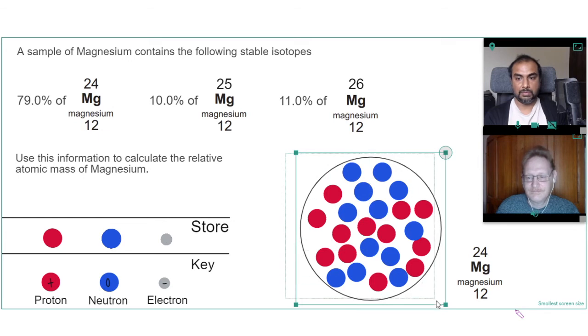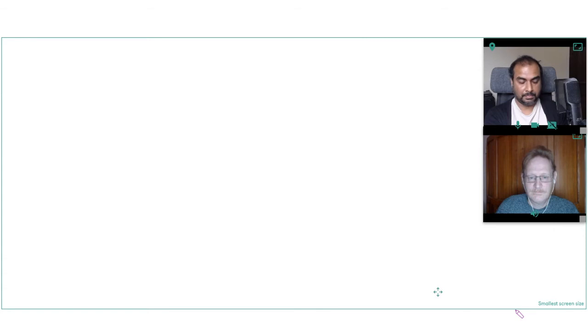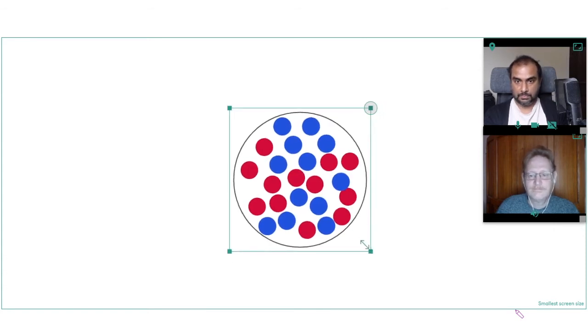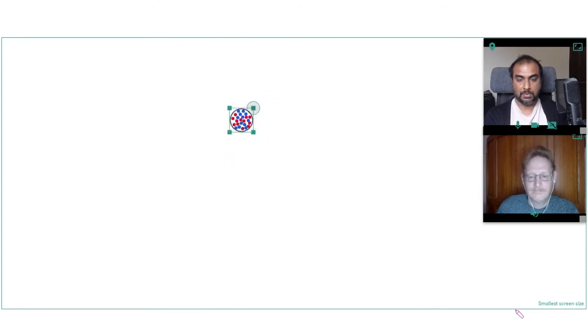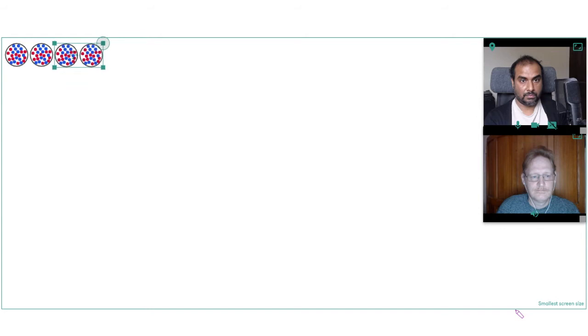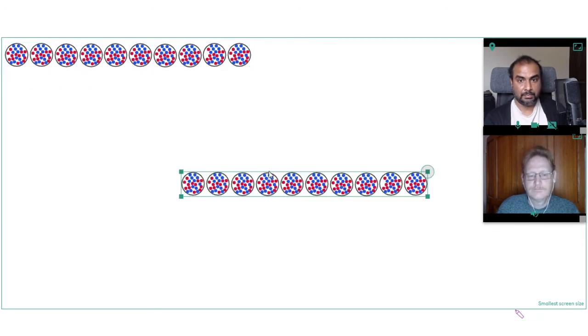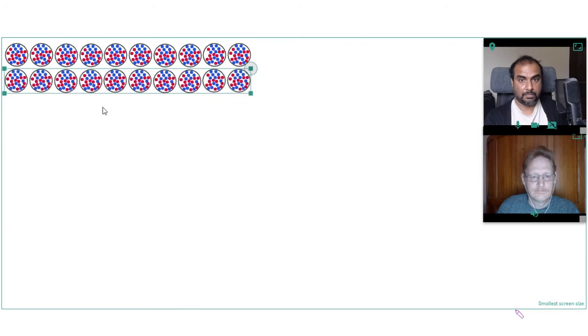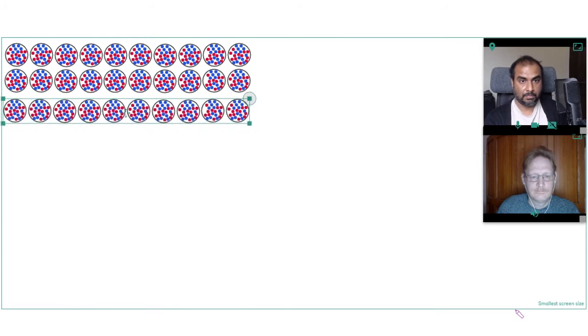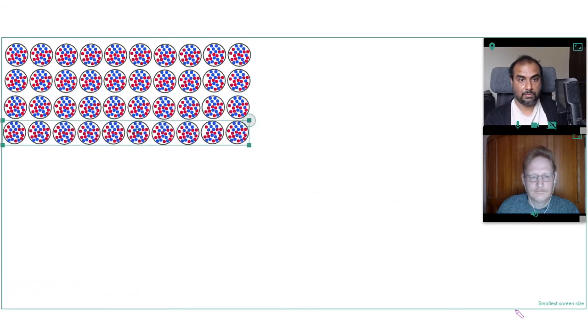I'll take our magnesium 24 isotope from there, make a copy. I'll make that smaller. Can't fit them all in. It's a small magnesium 24 isotope. All I've done is resized it. And there's 2 there. Okay, so I've got 10 there. I'm going to make an array. Ten, 20, 30, 40.